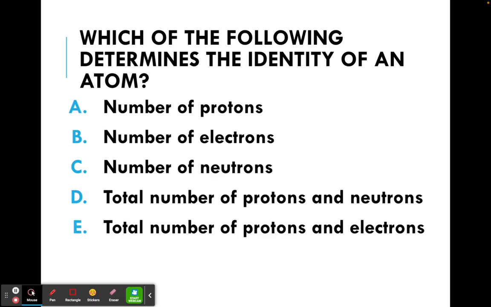Okay, so which of the following determines the identity of the atom? Here's a little test question. Which of the following determines the identity of the element? A, the number of protons. B, the number of electrons. C, the number of neutrons. D, total number of protons and neutrons. E, total number of protons and electrons.